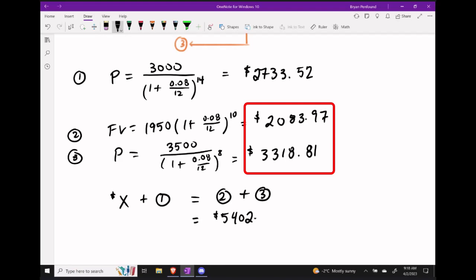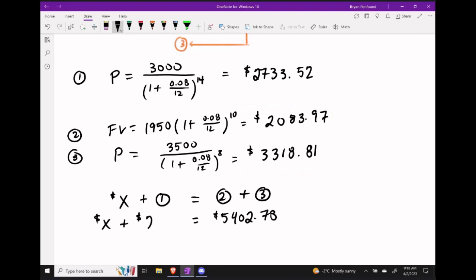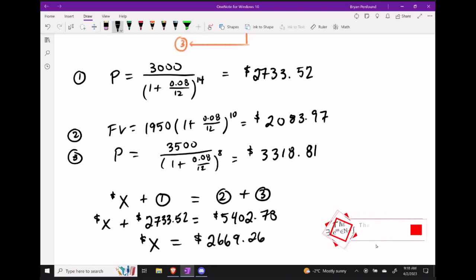Now our left-hand side, we have X dollars plus the amount that we found in step 1, which is $2,733.52. This means that X dollars should be the subtraction of $5,402.78 and $2,733.52. In other words, the missing payment that we're looking for is $2,669.26.